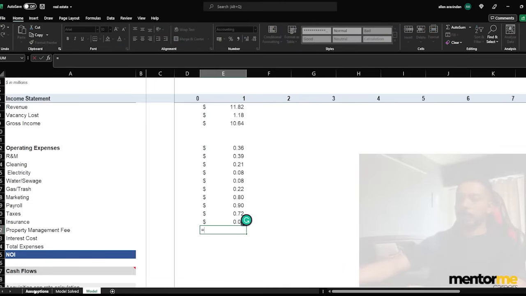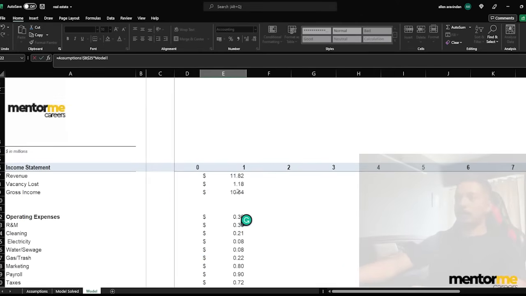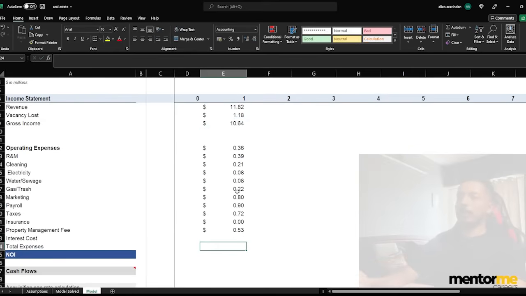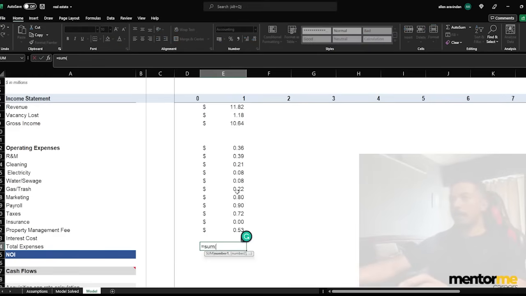So we're going to multiply the 5% to the gross income, right? So the gross rental income, that's about 0.53. Interest we don't know as of yet because we have not created the debt schedule, so we're just going to keep it open at the moment. And we're going to just add up everything. Okay, so that's about 4.28 of total expenses, which will change later on once we also find interest, right?